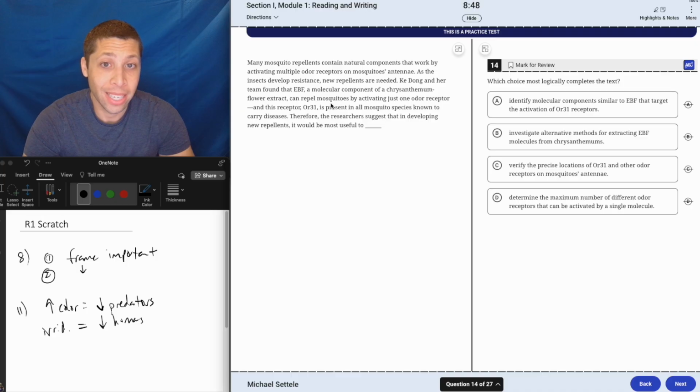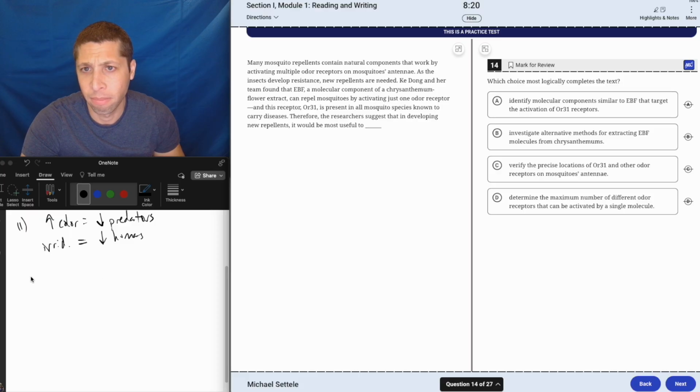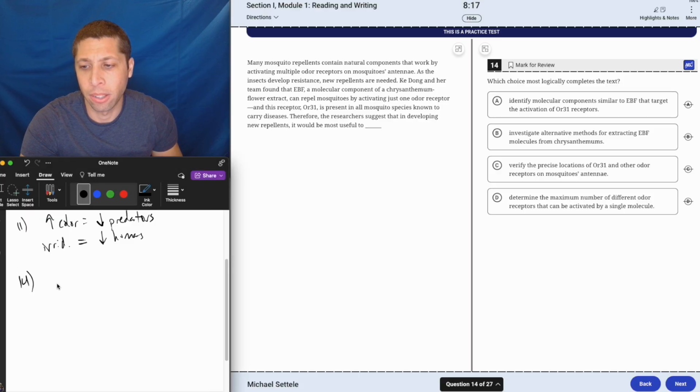Many mosquito repellents contain natural components that work by activating multiple odor receptors on mosquitoes' antennae. As the insects develop resistance, new repellents are needed. Ki Dong and her team found that EBF, a molecular component of a chrysanthemum flower extract, can repel mosquitoes by activating just one odor receptor, and this receptor is present in all mosquito species known to carry diseases. Therefore, the research suggests that in developing new repellents, it would be most useful to, I don't know, use this thing. Right, so use OR31.